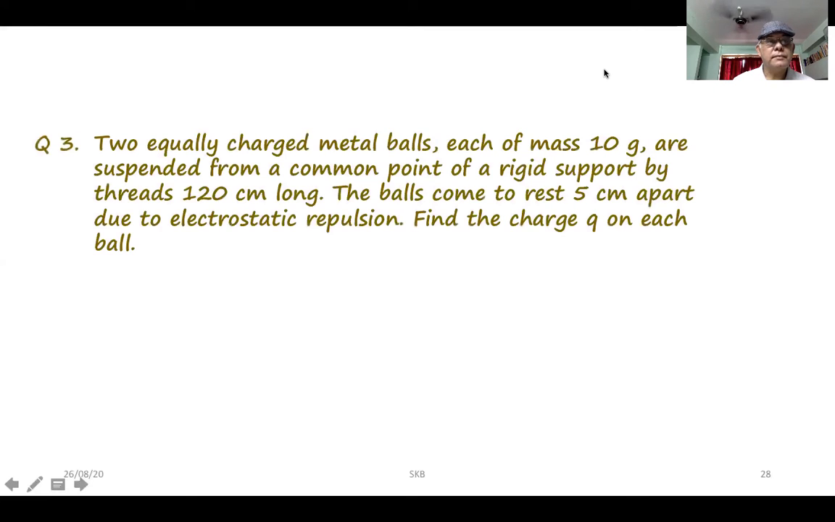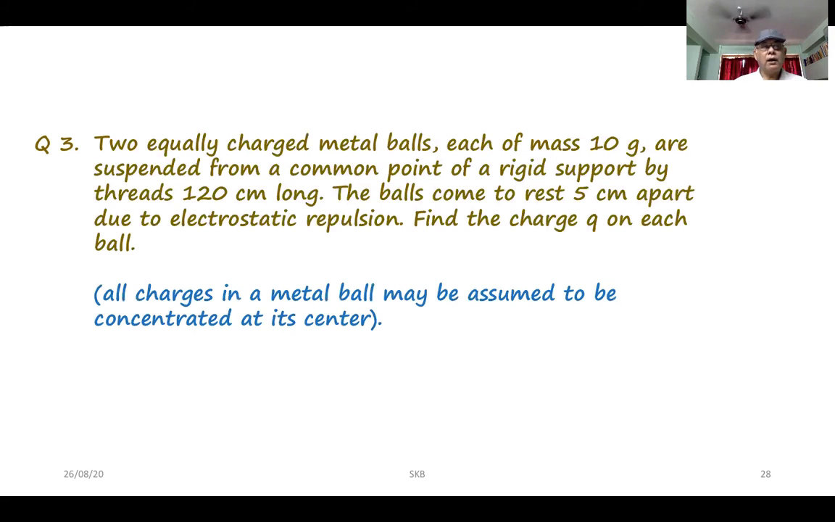Number 3. Two equally charged metal balls, each of mass 10 grams, are suspended from a common point of a rigid support by threads 120 centimeter long. The balls come to rest 5 centimeter apart due to electrostatic repulsion. Find the charge Q on each ball. All charges in a metal ball may be assumed to be concentrated at its center. This is a given condition.